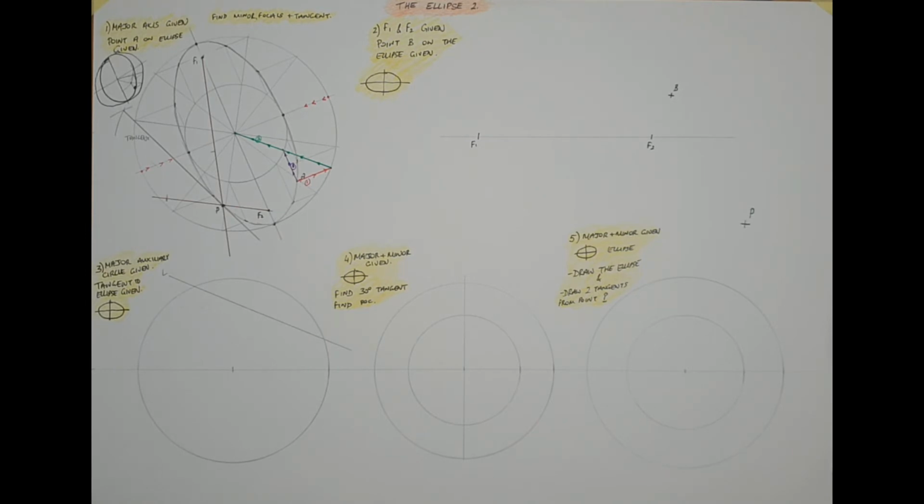Now, the bit of theory you need to know is this. The sum of the focal distances is equal to the major axis. And I'm going to write that down as a note here beside it, okay? So the note here is the sum of the focal distances is equal to the major axis.